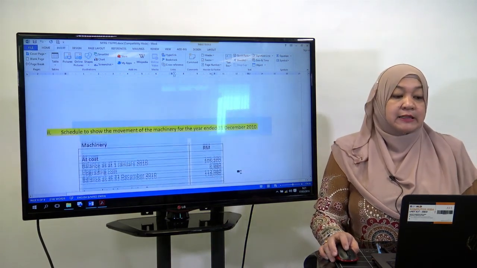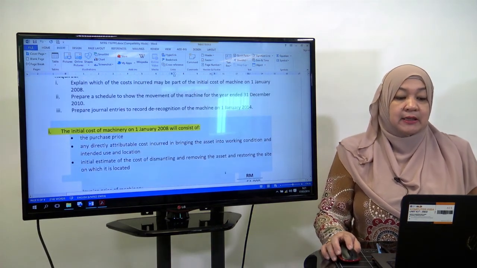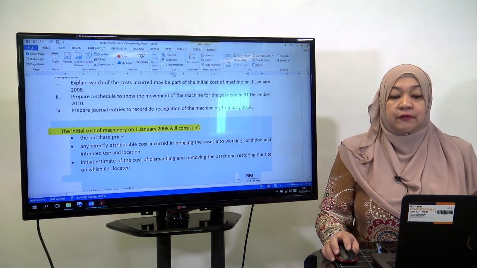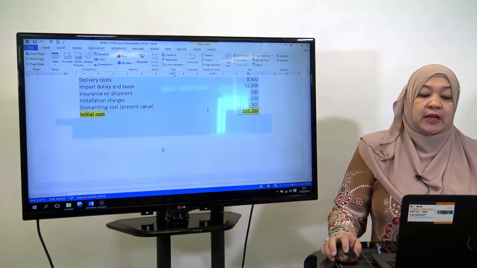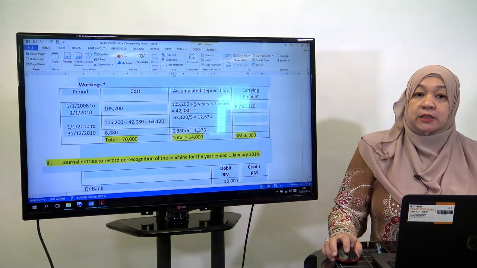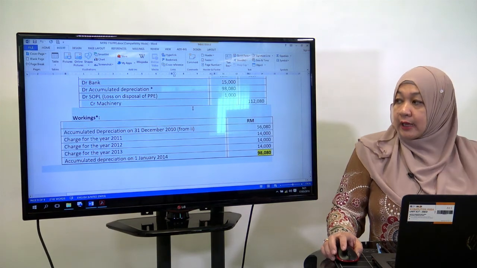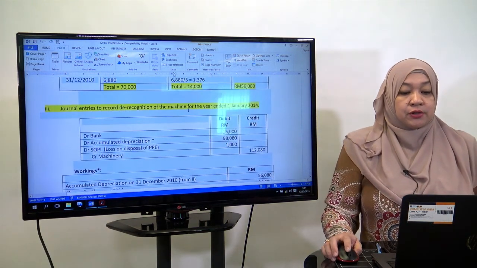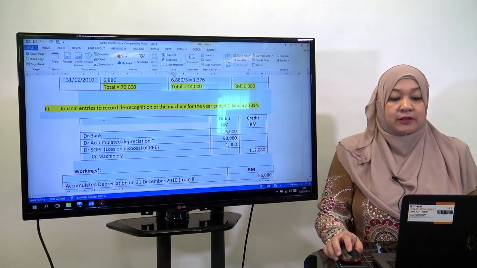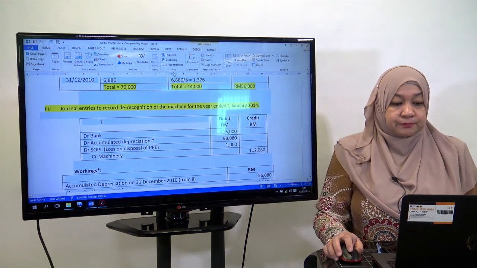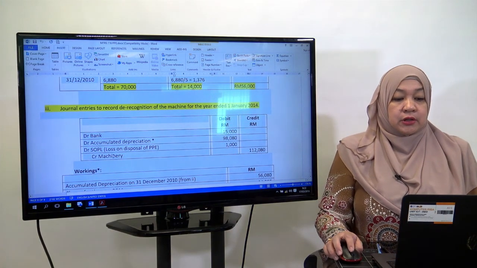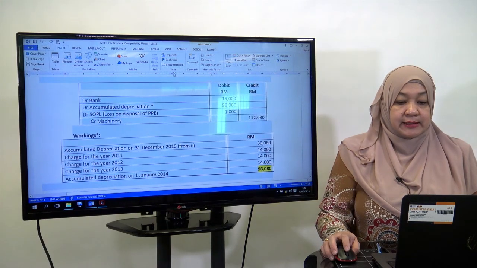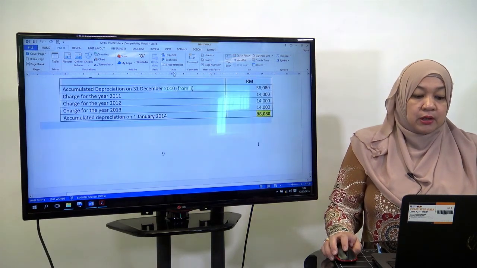Okay. Next, the question also asks us to determine the journal entries to record the derecognition of the machine on 1st January 2014. That is, we have to take out the machinery as at 31st December 2014. So what we need to do is to prepare the journal entry. Now, the value of the machinery is 112,080, right?